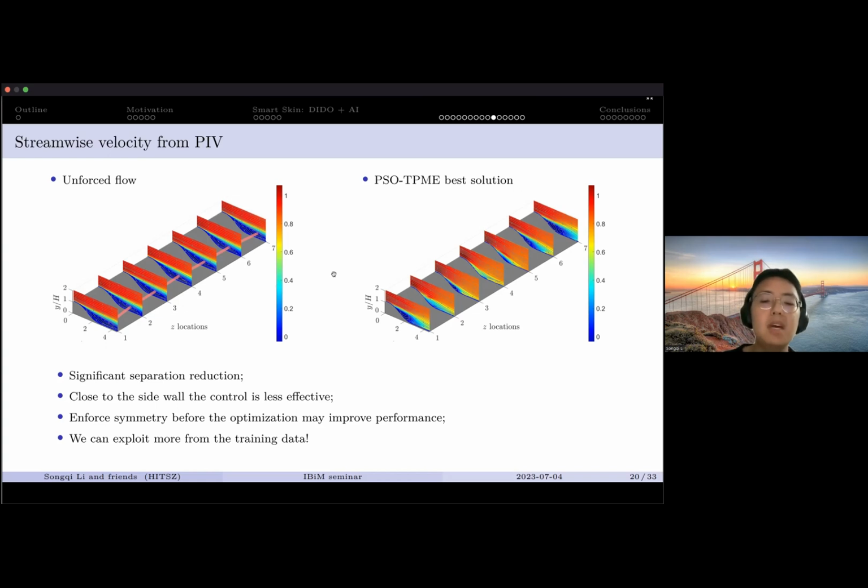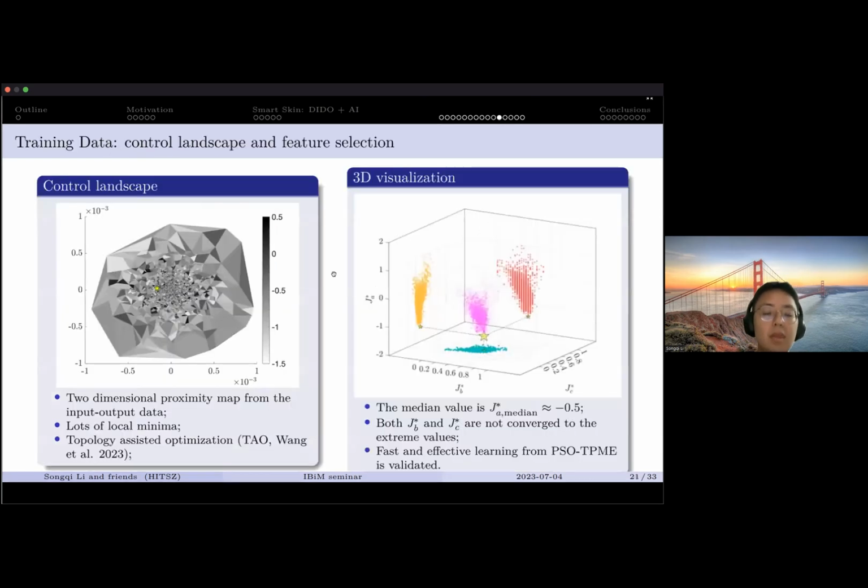And at the same time, we also want to discuss more about this training data, because as we said, we generate a lot of training data during the experiment, and how can we exploit more from this training data will be the thing we discuss next. So first of all, we can visualize the control landscape of these individuals. We have 3,500 individuals, and we can calculate the distance between each individual and the two-dimensional projection of the individuals. We call this the control landscape or proximity map.